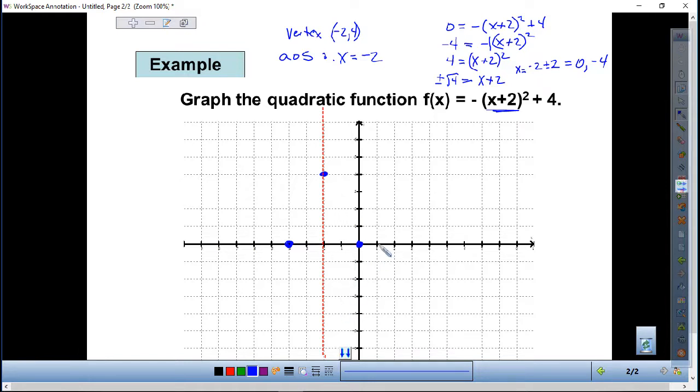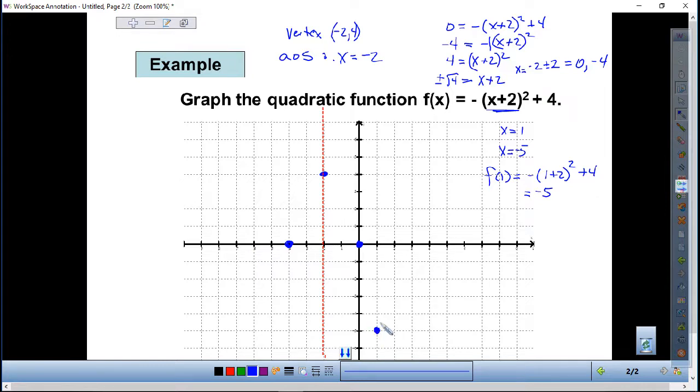So what I'm going to do is I'm going to go ahead and pick a couple of values. I'm going to say x equals 1 and x equals negative 5. And I'm going to find the function value. So what is f of 1? Well, f of 1 is just plugging in a 1 right here. So I've got negative (1 plus 2) squared plus 4. When I simplify that, 1 plus 2 gives me 3. 3 squared gives me 9. And I've got a negative 9 plus 4, which is going to give me negative 5. So I have the point (1, negative 5). So 1, negative 1, negative 2, negative 3, negative 4, negative 5. Right there.